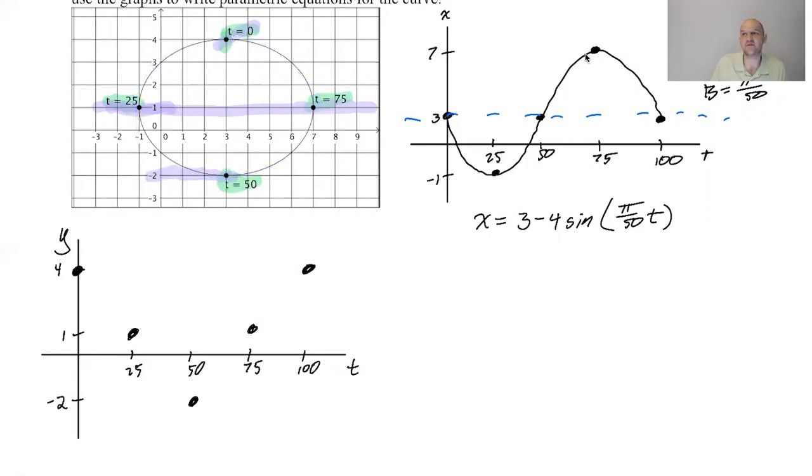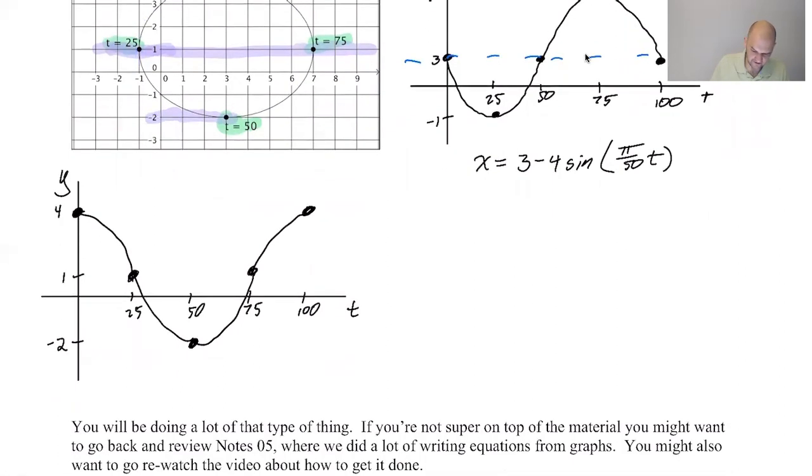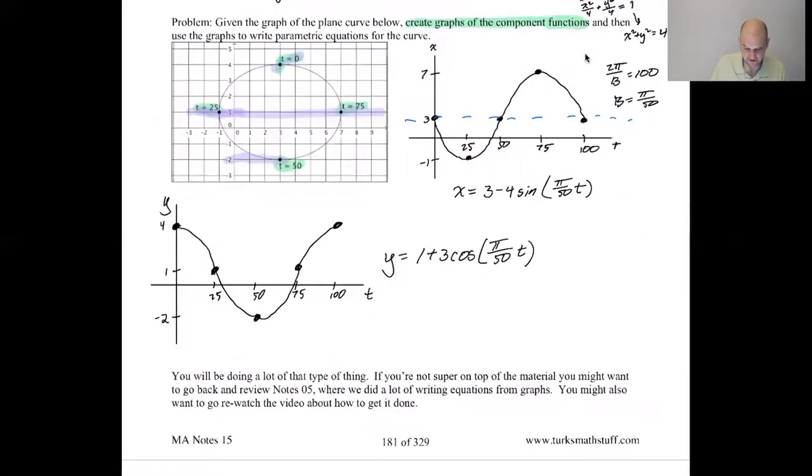All right, so we thought it was going to be 1 plus 3 cosine pi over 50t. And I think that's definitely what we're getting. So you can draw the component graphs. I think it's a really, really good idea. But you can also get them just by thinking. And that's what I do more often than not. And sometimes I have bad habits, so it's up to you.